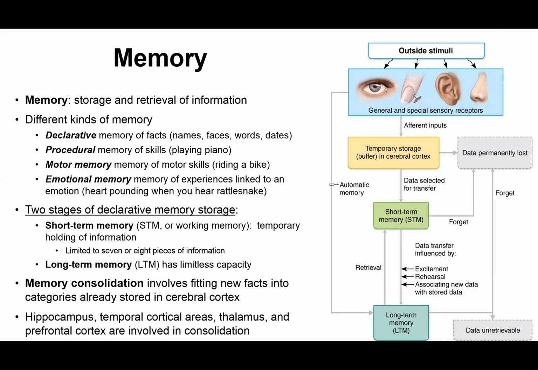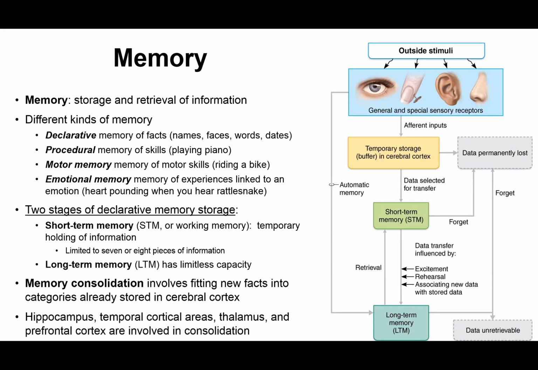Procedural memory refers to the memory of skills like playing the piano, for example, or knowing how to paint certain brush strokes, for example. Next is motor memory. And so motor memory refers to the memory of motor skills, like riding a bike or like writing the letters of the alphabet on a piece of paper.